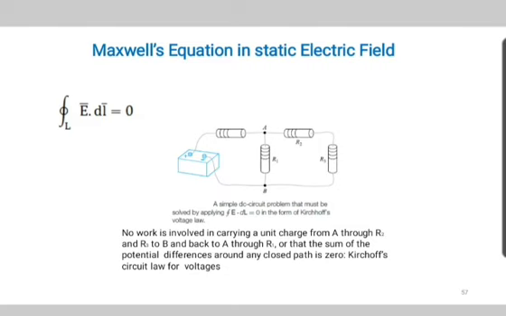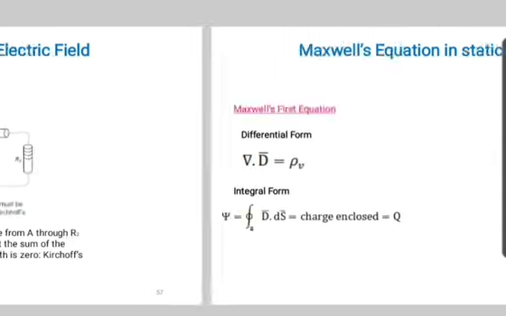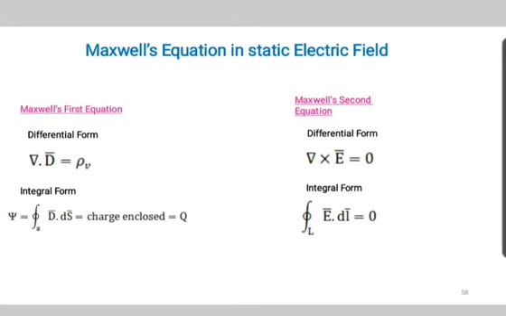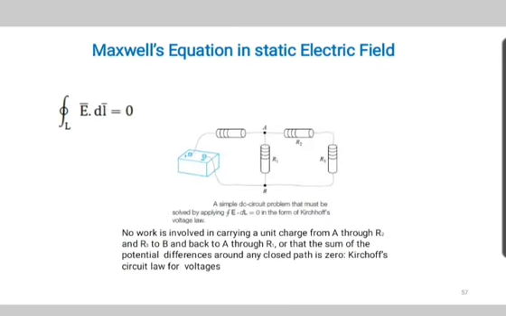So here, integration E bar dot dl bar, no work is involved in carrying a unit charge from A through resistances R2 and R3 to B and back to A through R1, or the sum of the potential differences around any closed path is 0. So this is Kirchhoff's circuit law for voltage. Then Maxwell's next equation is the amount of net magnetic flux entering and leaving the closed surface is same.